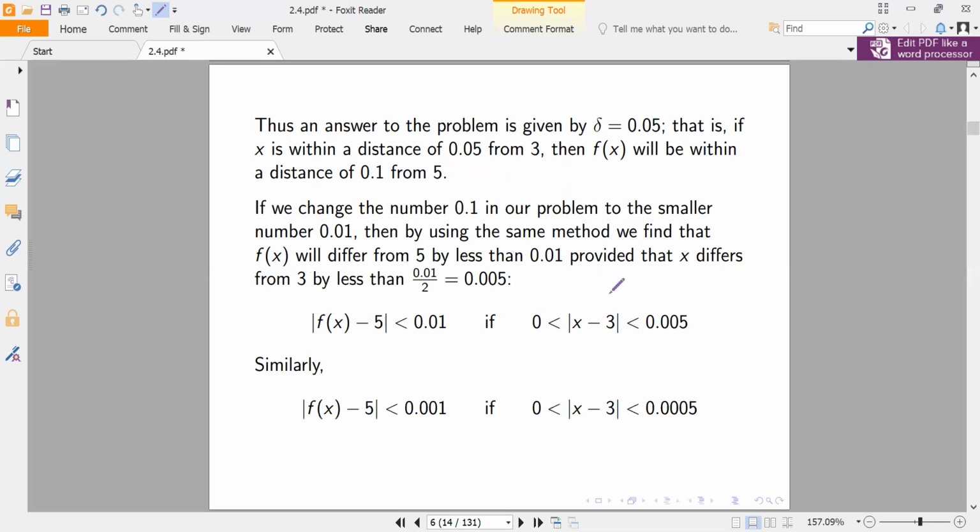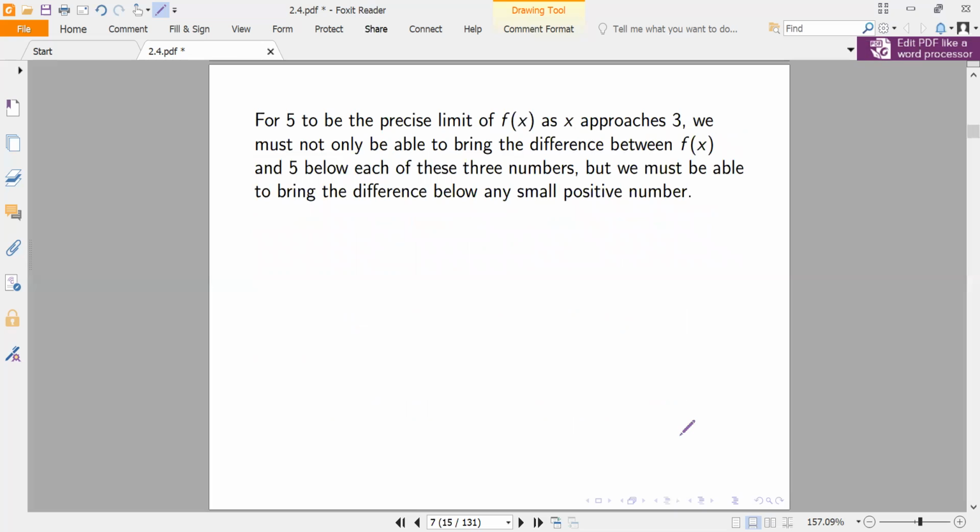And we can continue this process. If we want the distance from f of x to 5 to be less than 0.001, we need to make the distance from x to 3 positive and less than 0.0005. We can continue like this and like this. But now the question is, how can we generalize this? We want to generalize so that we don't keep on using calculators like this.